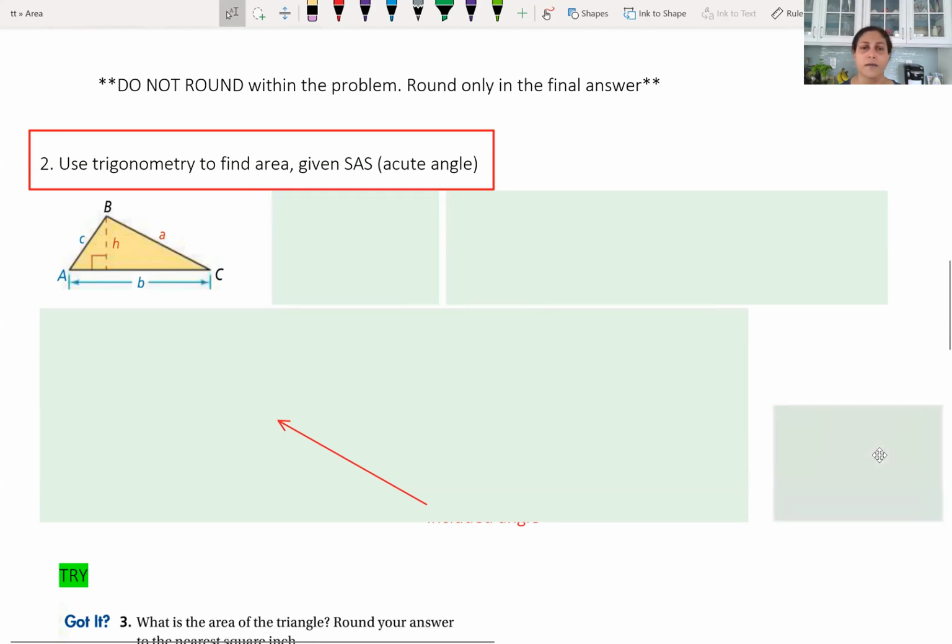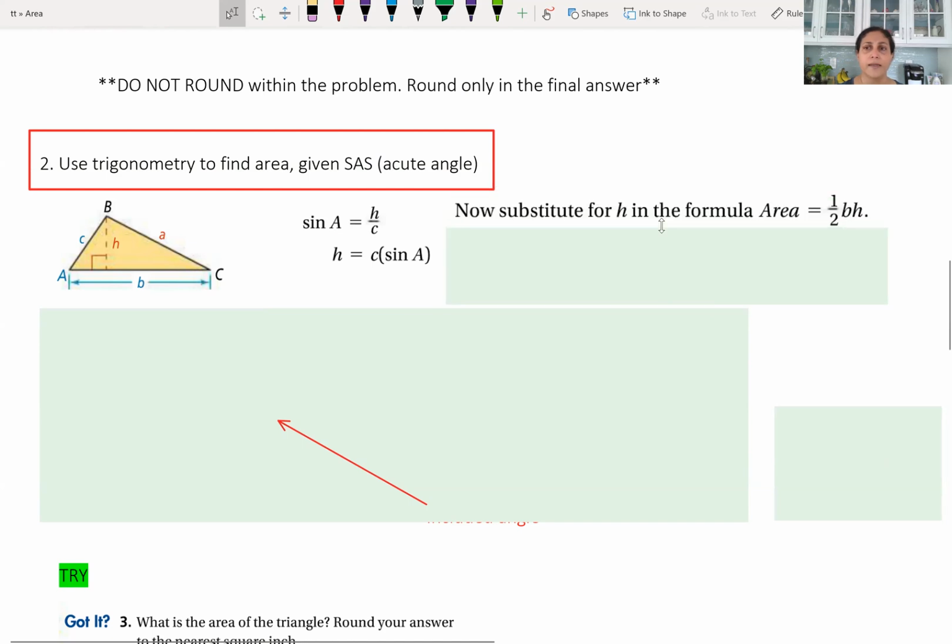So sine of A is H over C. Therefore, the height of the triangle is C times sine of angle A. And the area of the triangle is base times height divided by 2. So instead of H, you can put C sine A. And this way, we can use trigonometry to find the area of any triangle, as long as you have a side, angle, side, and make sure it's an included angle.